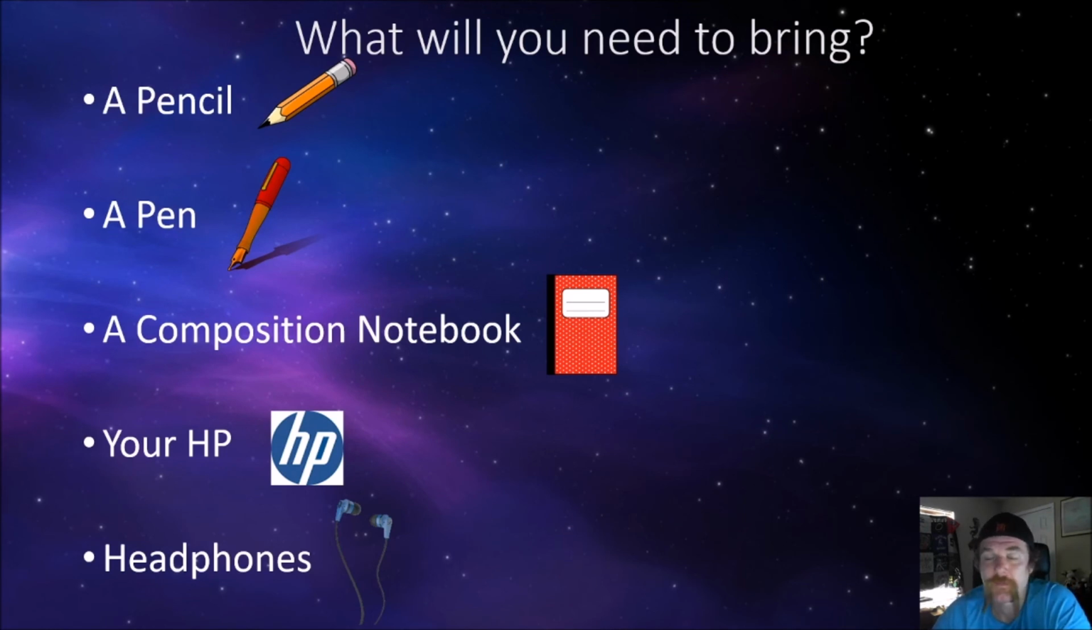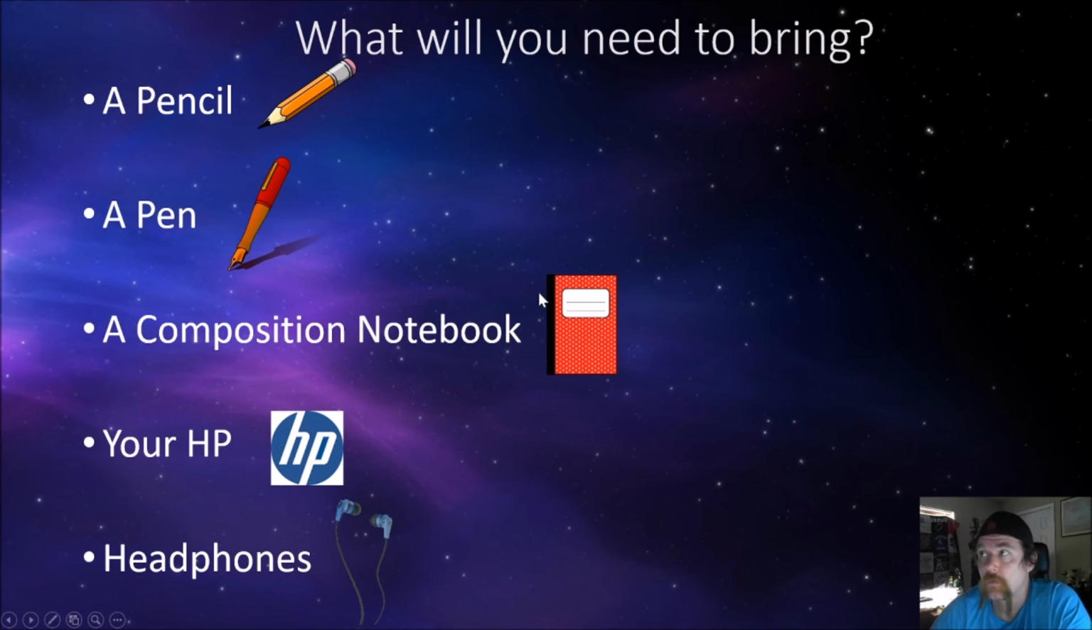Obviously, something to write with, a pen or a pencil, a composition notebook. We are going to be recording, taking notes, doing labs, gluing stuff in. If you use a spiral notebook, those little perforated things so that you can rip them out, your notebook's going to fall apart. So a composition notebook is one of those ones that many of them are black and white. They look like this, and the pages do not come out.